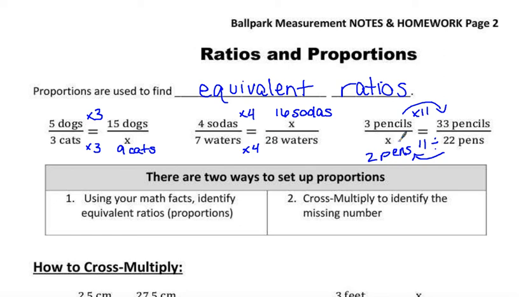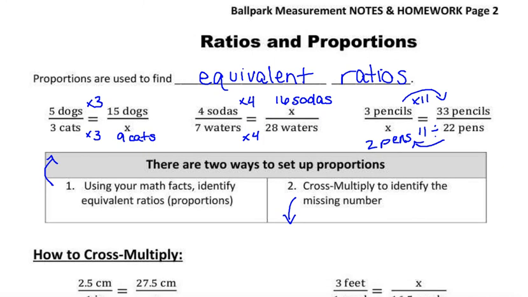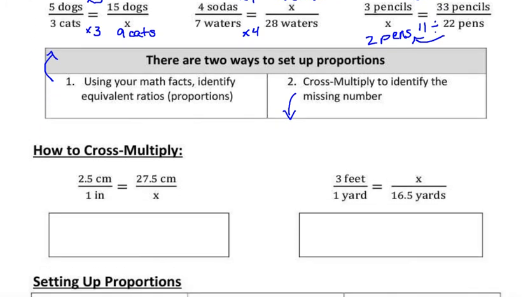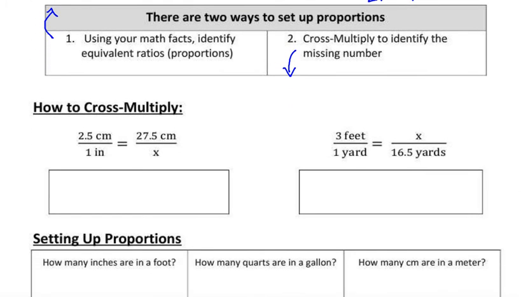All right, so that's how you would do it with your ratios. Now there's another way to do it, which I said before. So this is what we did first. That was what we did up here. The cross multiply and identify the missing number, that's what we're going to do down here. And here's an example of how you cross multiply. And like I said, the cross multiplying is a 7th grade skill, but some of you might be really good at it because you like the butterfly method when you're comparing fractions.